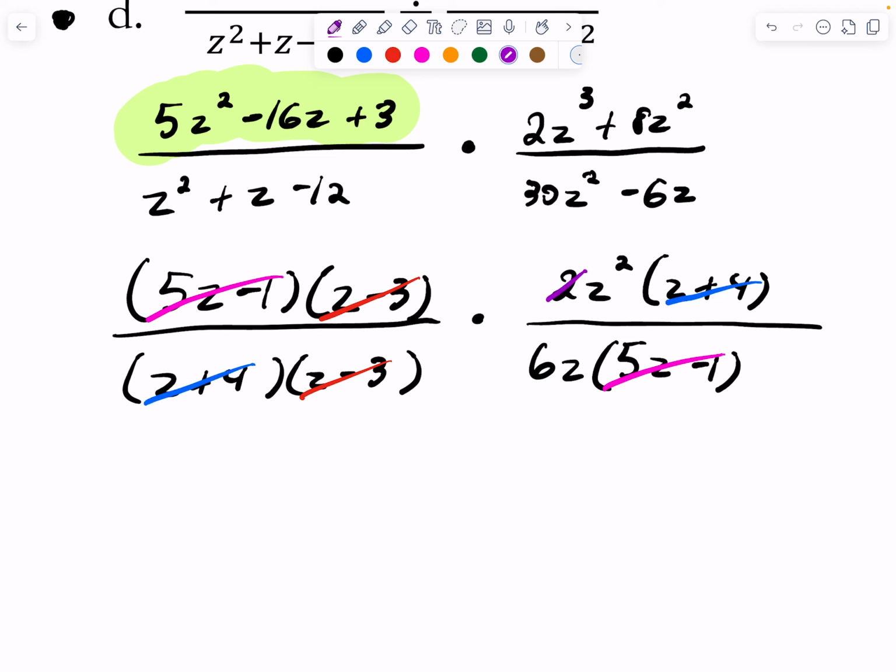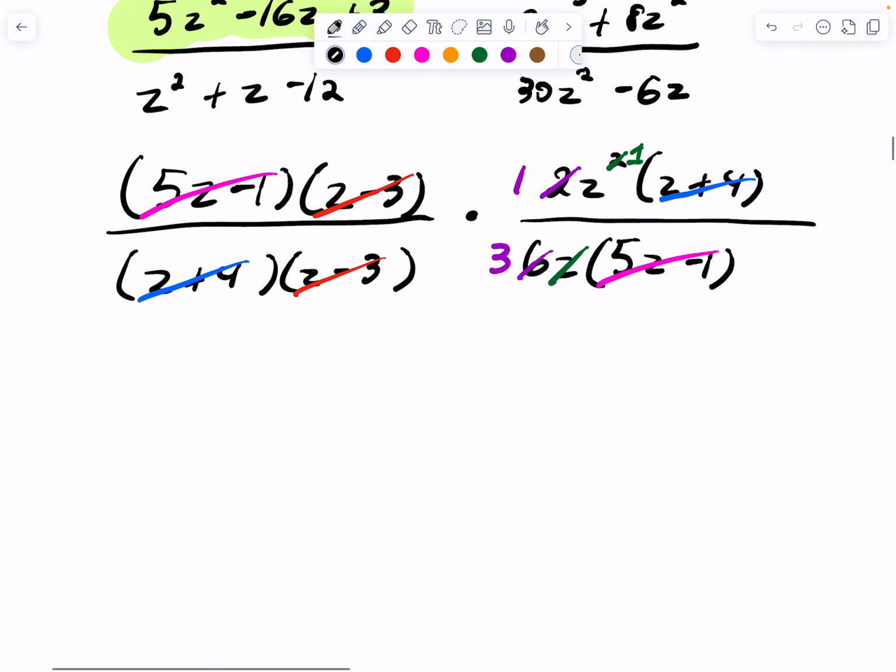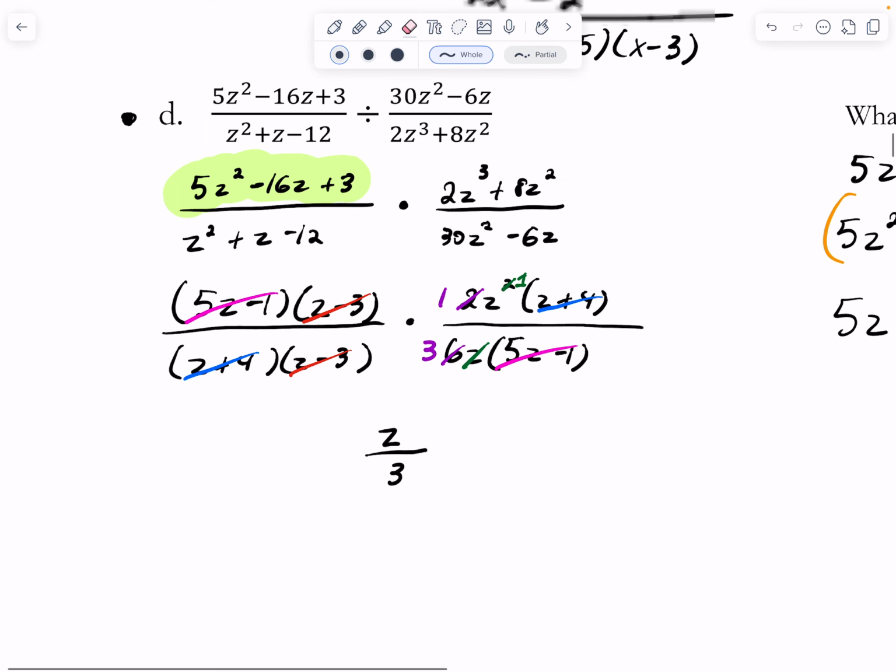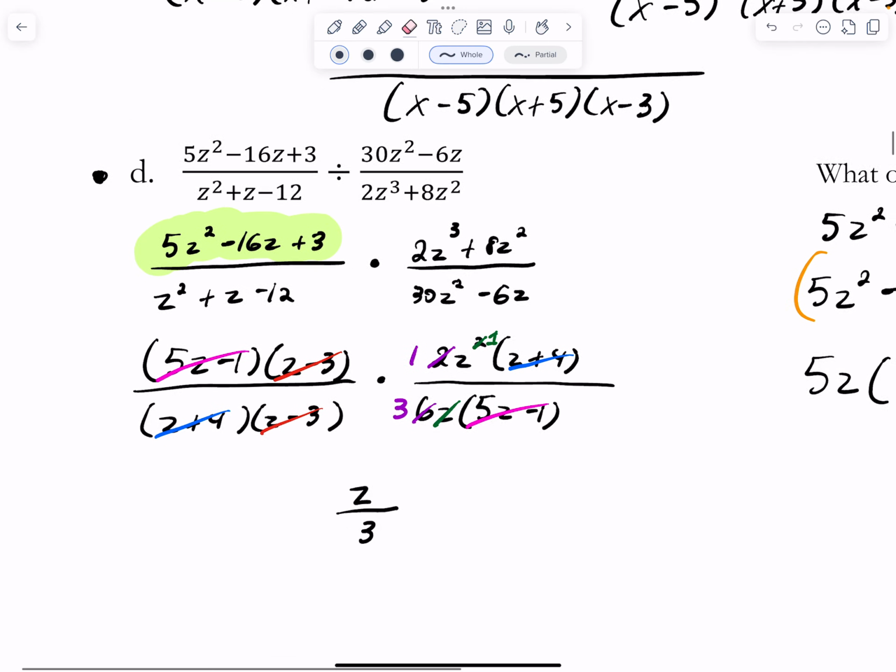The 2/6 reduces to 1/3. And then we have z squared over z, that z crosses out and leaves me with just z to the first power. All right, so all that's said and done, it looks like all the factors crossed out. That's left with just z over 3. All right, so that whole thing just simplified to z over 3.